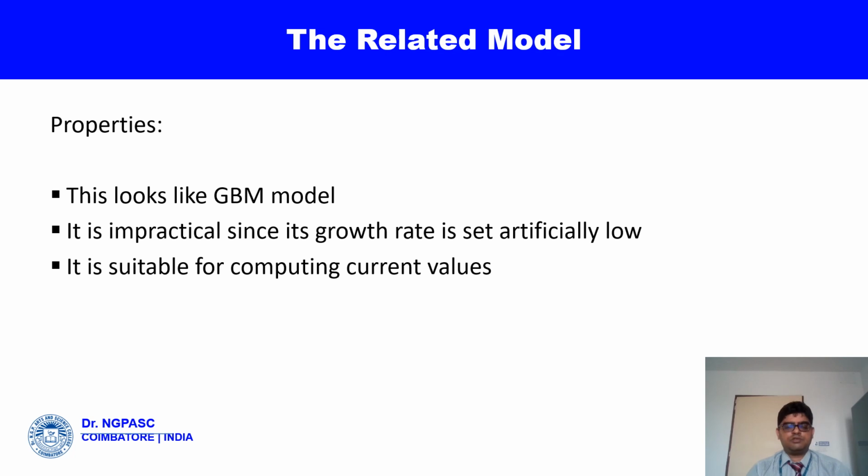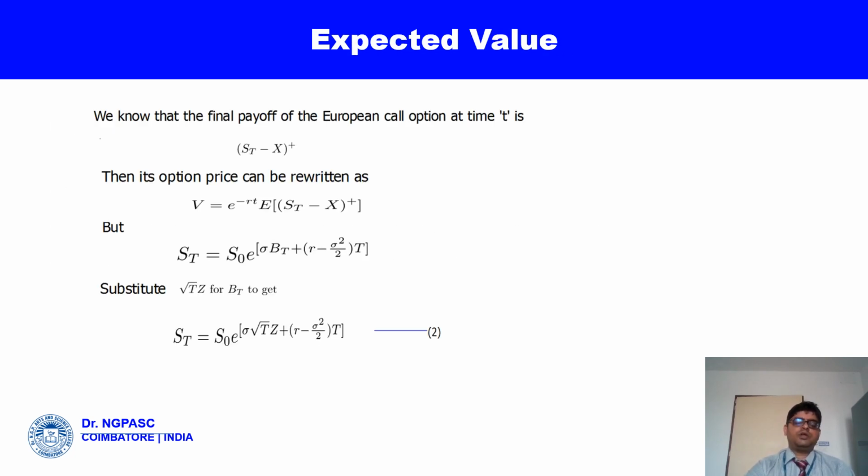Hence, we move on to the next form, that is the Black-Scholes formula. So for that, let us assume the call option.